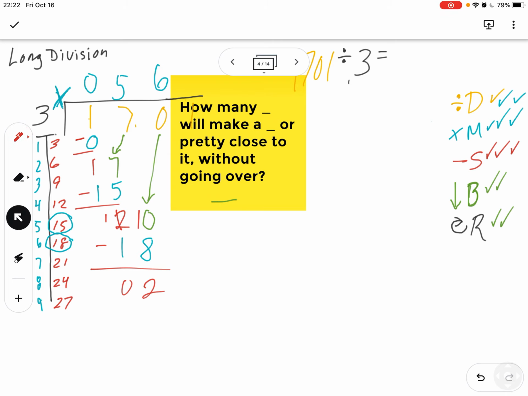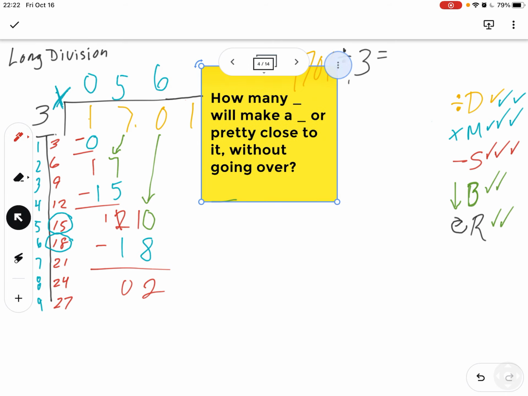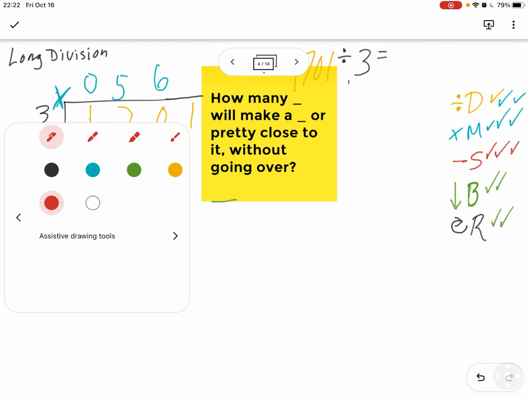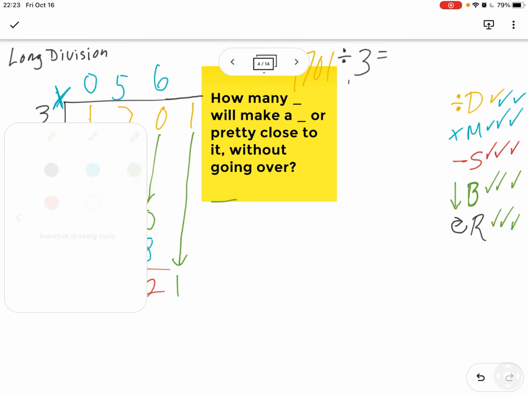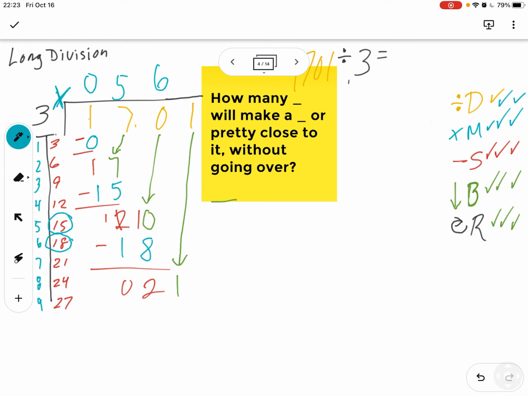Next step is to bring down my next digit. My next digit in this division problem is a 1. I'm going to bring it down next to the 2. And now I'm done bringing down. I'm going to repeat my steps all over again. So now I'm going to ask the question of how many 3's will make a 21 or pretty close to it without going over. And as you can see, there is exactly 21.